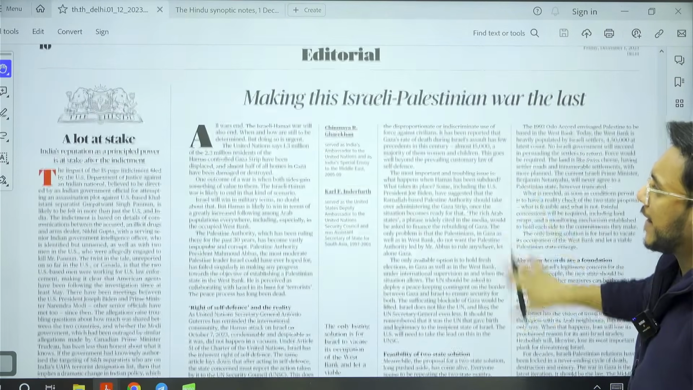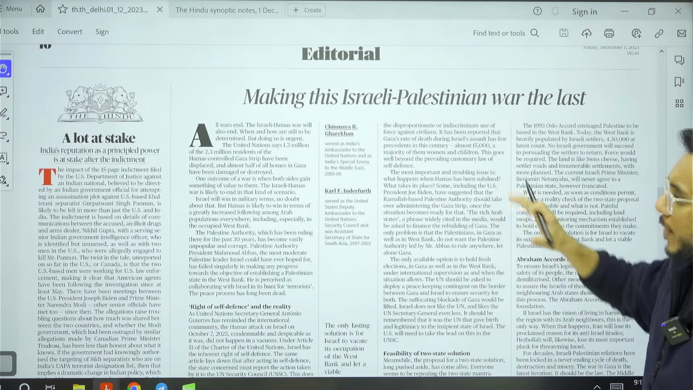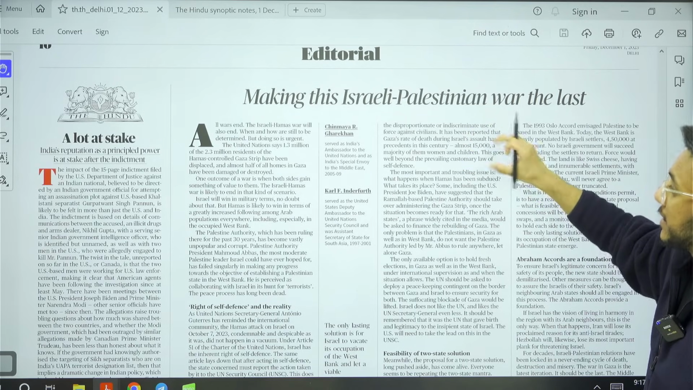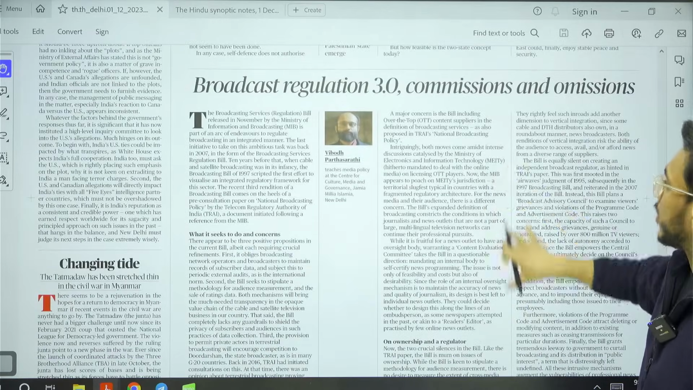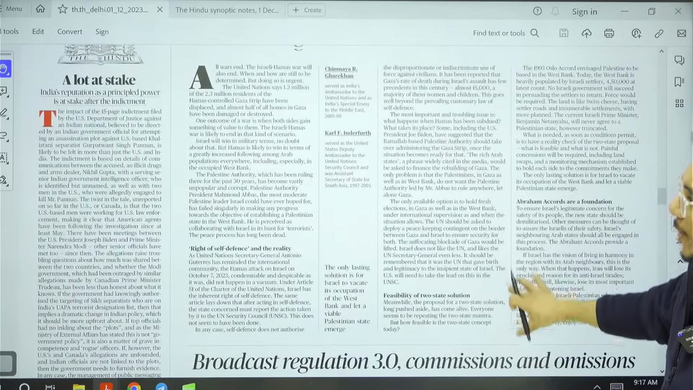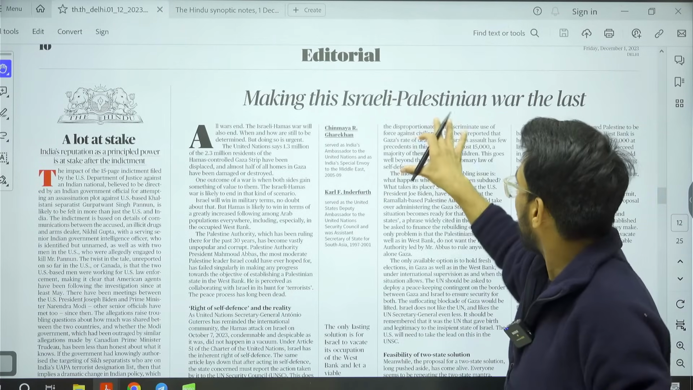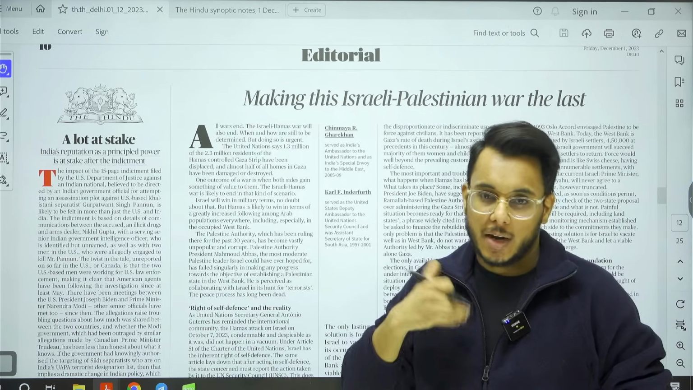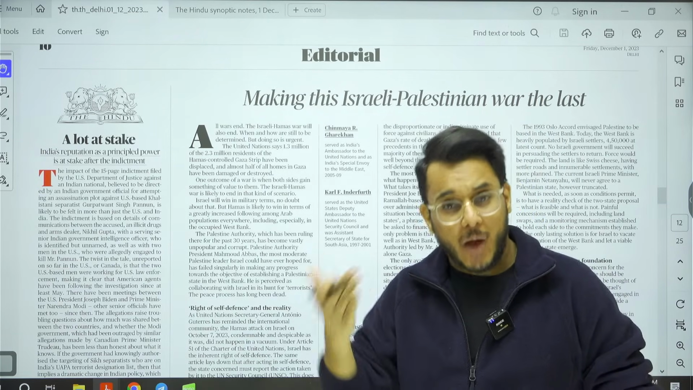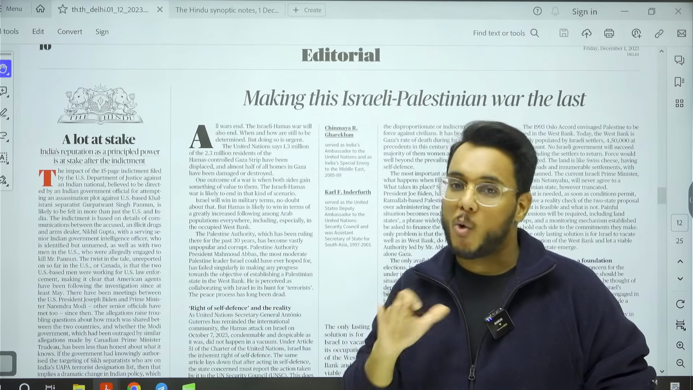Then in the editorial section, we now have some articles. For example, we have the articles "Making this Israel-Palestinian war the last," "Broadcast regulation 3.0," and "Commissions and omissions." First of all, understand a few things. Number one, this article is talking about the Israel-Palestine war that is going on, accounts of this particular war, how the war will come to an end, and what should be done by Israel now. All such things have been provided.